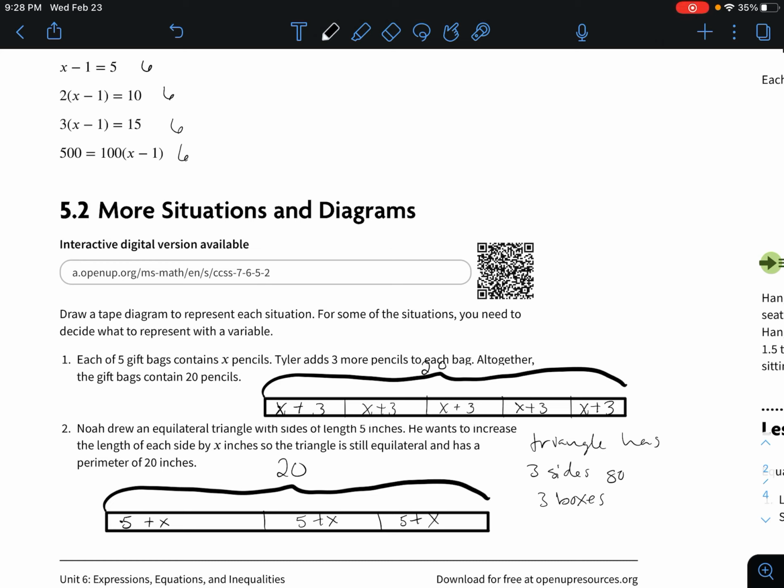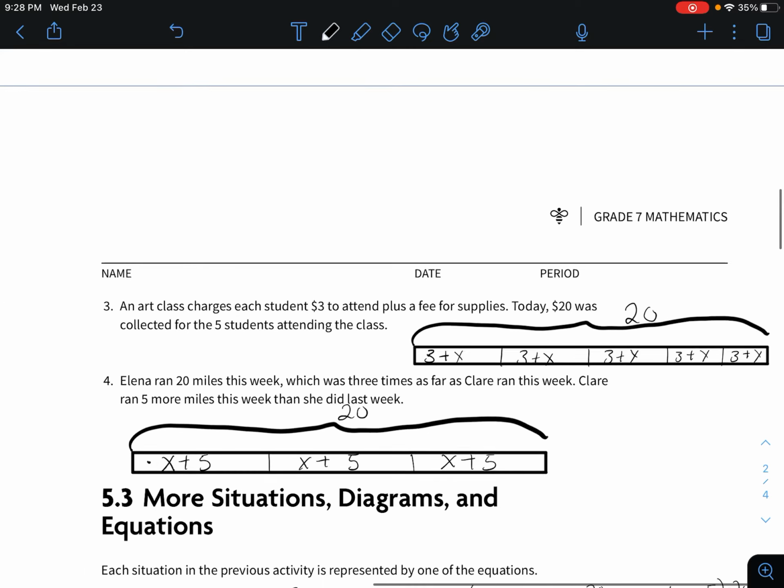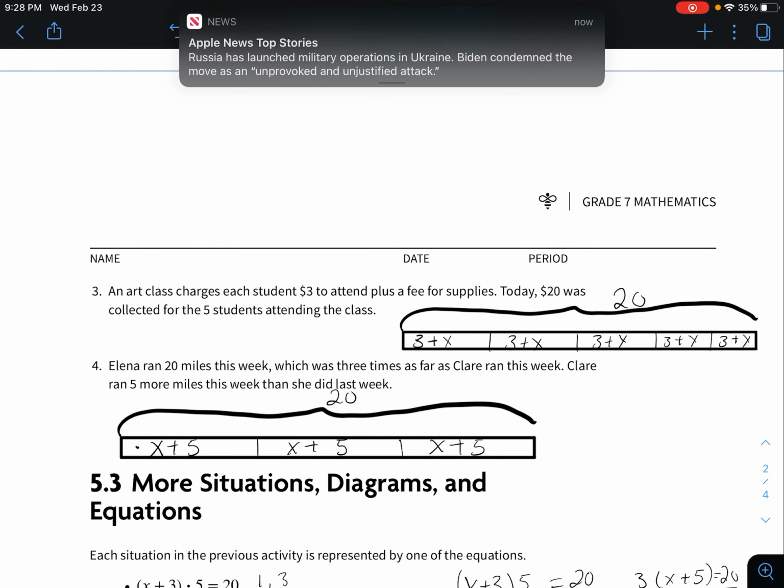So this would be broken up into 3 boxes, all having the same size. But we know the original was 5 inches, and then he increased each side by X. So that's why we've got 5 plus X in those 3 boxes. The 3 sides increased by X. Okay, last 2.